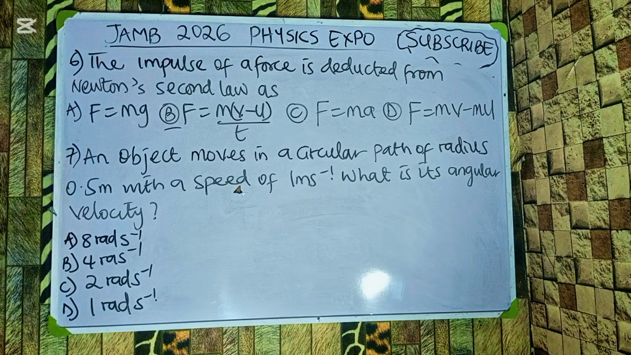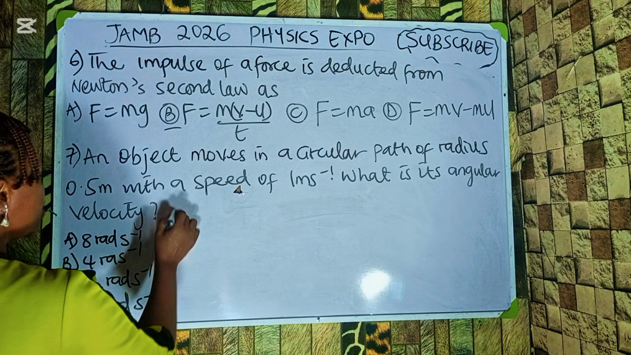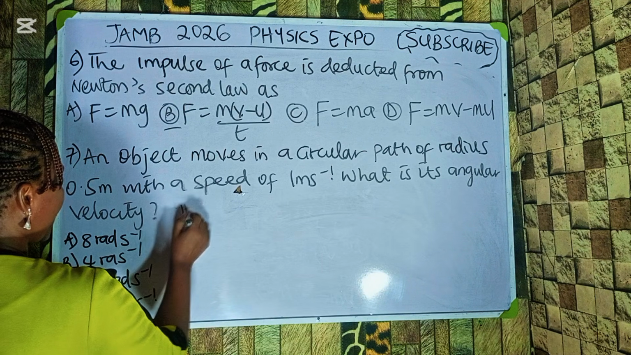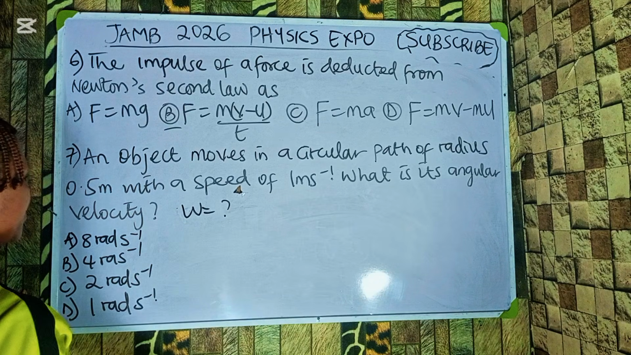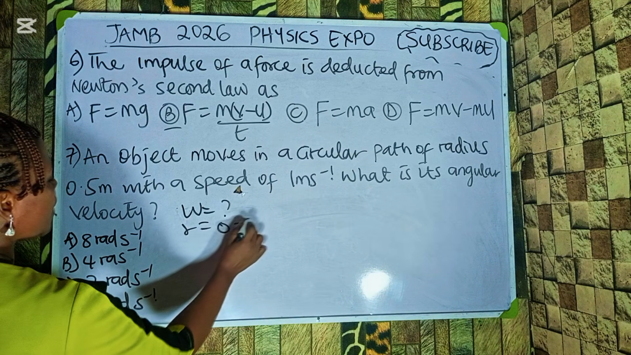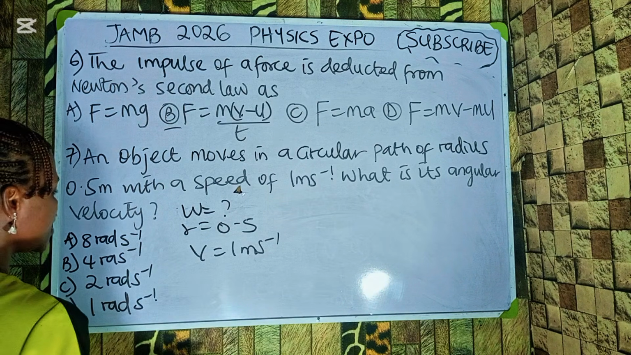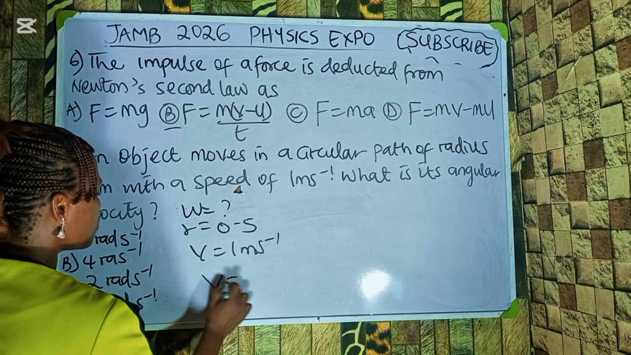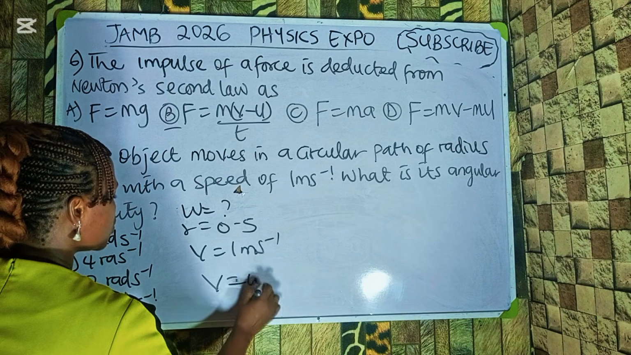Question 7. An object moves in a circular path of radius 0.5 meters with a speed of 1 meter per second. What is its angular velocity? You must note that the angular velocity omega is what we are looking for, right? Okay, but we are given a radius r to be 0.5. As a relationship connecting these three quantities, they are what? V is equal to omega r.